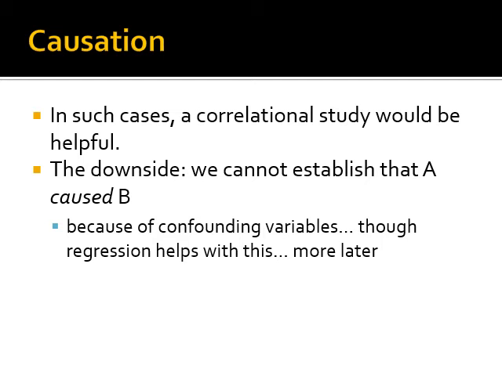So regression, as we'll see later, helps with this. It reduces the impact of confounding. But without regression, without looking at multiple variables, when we're just looking at two variables with something like correlation, we can't necessarily claim that there is causation occurring between variable A and B.